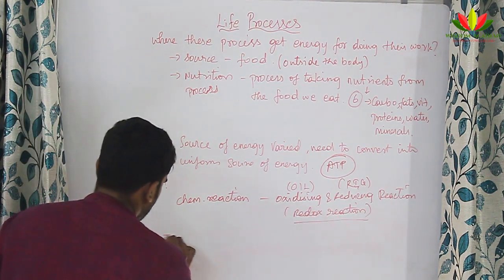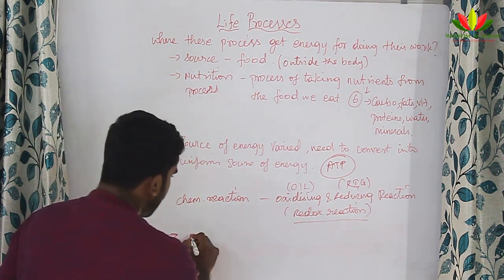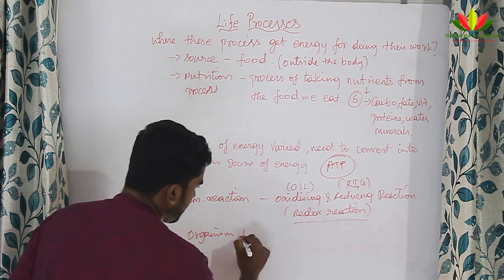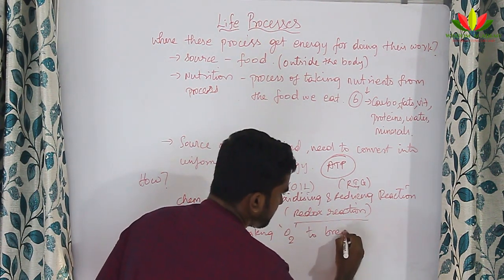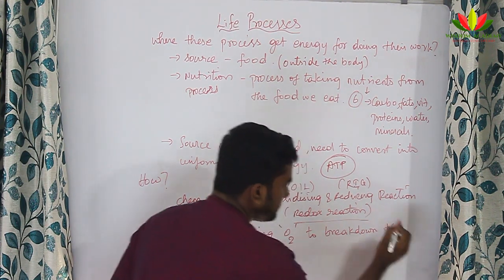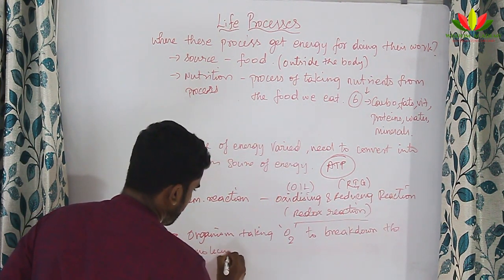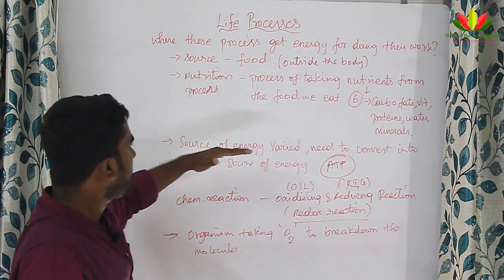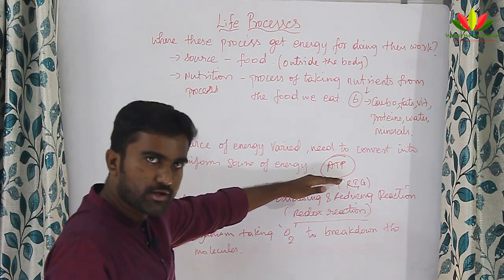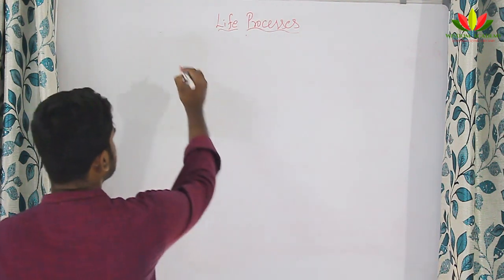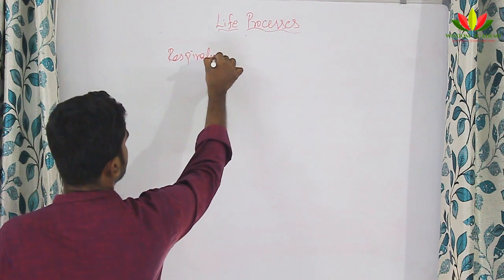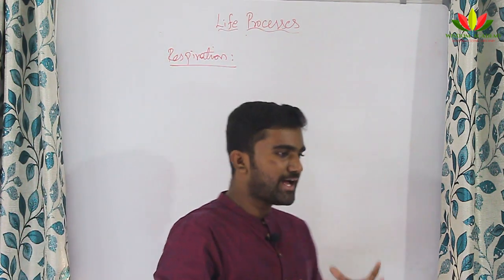Okay, to make the chemical reaction, the organism is taking O2, oxygen, to break down the molecules. That is, to break down the food into ATP molecules. Many organisms are using this oxygen for the chemical reaction. We see that organisms use oxygen to break down the food molecules, right? This process is called respiration. Respiration is the process which breaks down the food molecules and gives us energy.